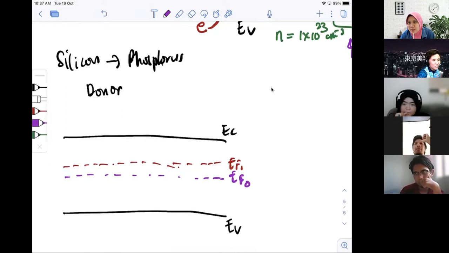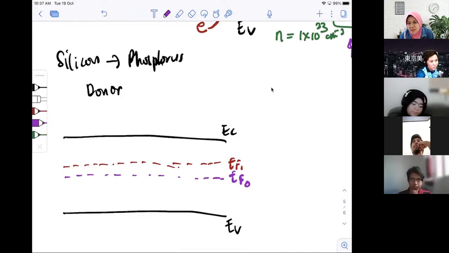Yes. Tapi okay, if you go back to the definition, intrinsic semiconductor, the Fermi level is exactly bang on the middle. Okay, so if anything other than that, it will be extrinsic. So anything above the middle, it becomes n-type. Anything below, it becomes p-type.